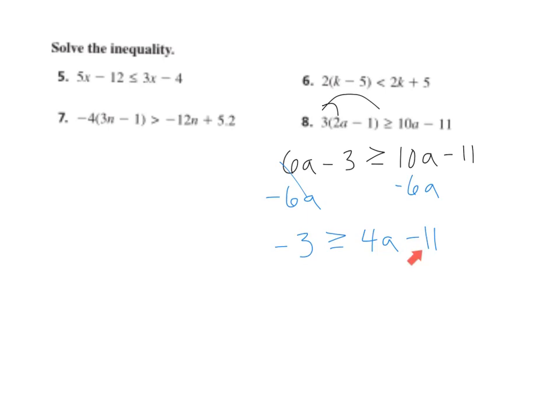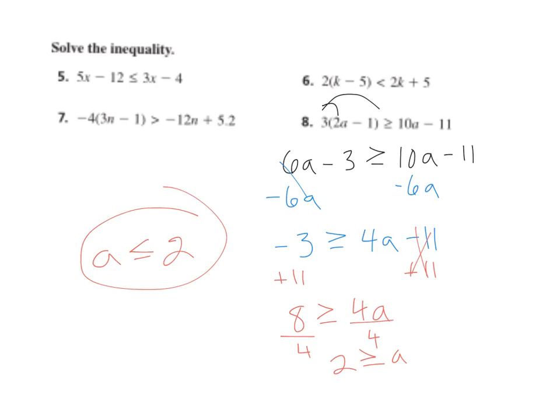Order of operations backwards tells us we're going to get rid of this negative 11. The inverse of taking away 11 is adding 11. So we're going to do that to both sides. Positive 11 minus 3 is 8, greater than or equal to 4a. Now we're going to use the inverse of multiplying by 4, which is dividing by 4. That's going to give me 2 is greater than or equal to a. I'm going to ask you to flip that to give us a less than or equal to 2. And that's how you do those 4.